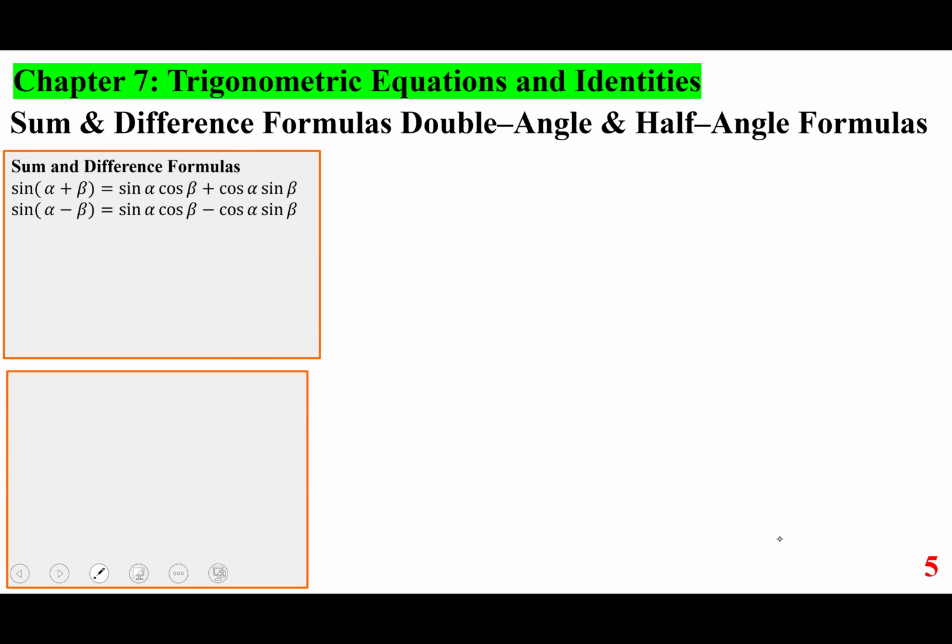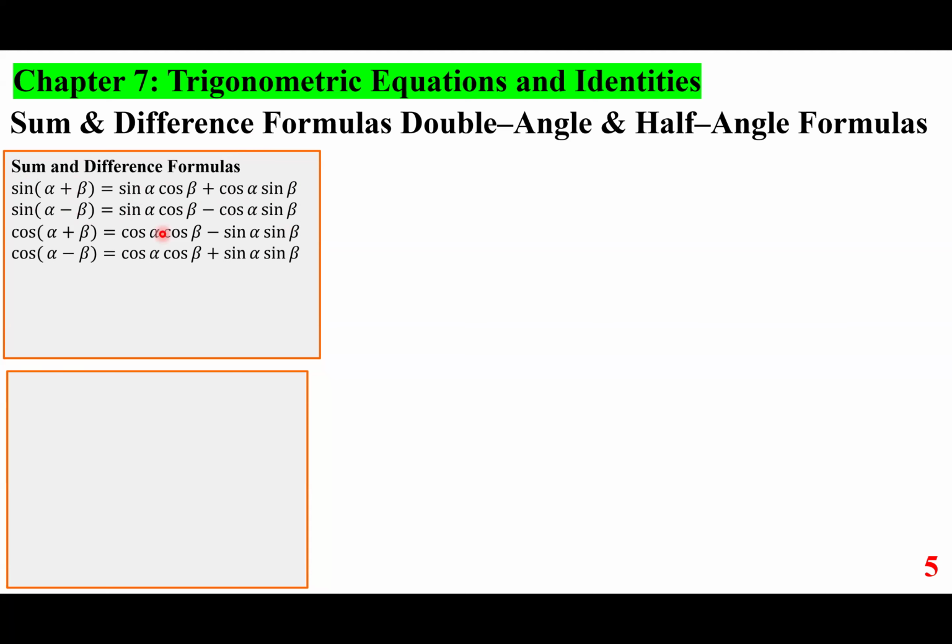We're going to move on to sum and difference formulas, double angle, half angle formulas, and so forth. These are the formulas that we need to memorize, and the proof is in the lecture. Sine of alpha plus beta is sine alpha cosine beta plus cosine alpha sine beta. Sine of alpha minus beta is sine alpha cosine beta minus cosine alpha sine beta. The way it works, basically, after we prove this, just replace the beta with minus beta and you get that.